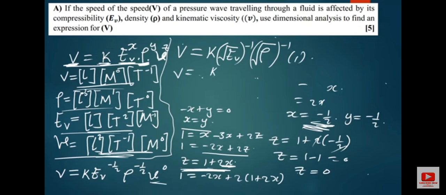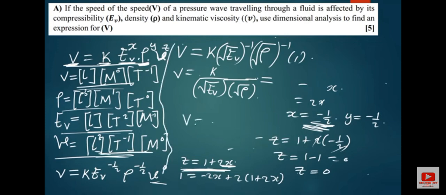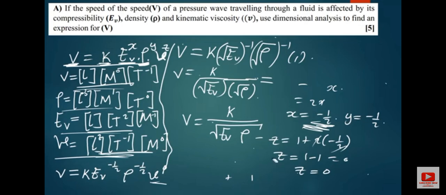Anything raised to a negative power is just the same as one over that. Then multiplying that with the root of the density, the final expression for velocity will therefore be V is equal to k over the square root of compressibility times the density. So that is the formula for the speed of a pressure wave traveling through a fluid.